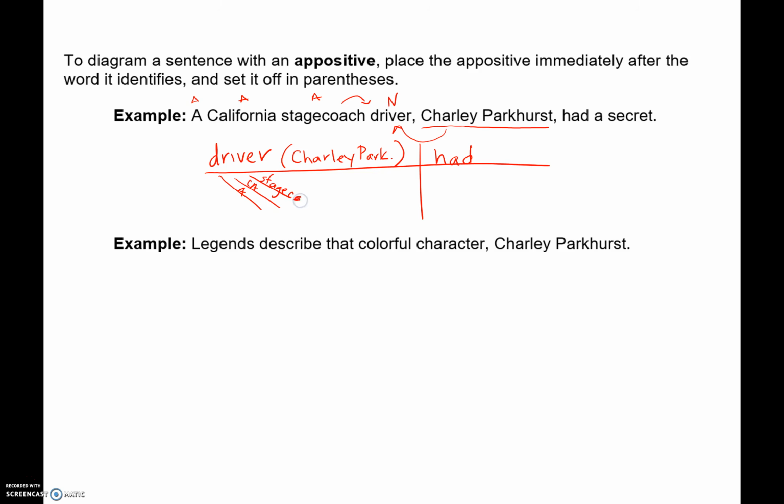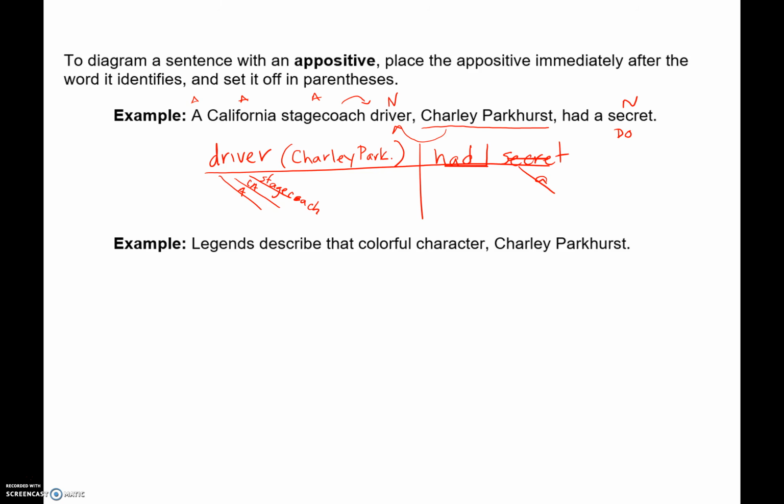And then all I have to do after that is to finish diagramming the sentence. Secret is a noun, and more specifically, it's the direct object of the sentence, so I'm going to put it in the direct object position. And then A comes underneath it since it's describing the noun.